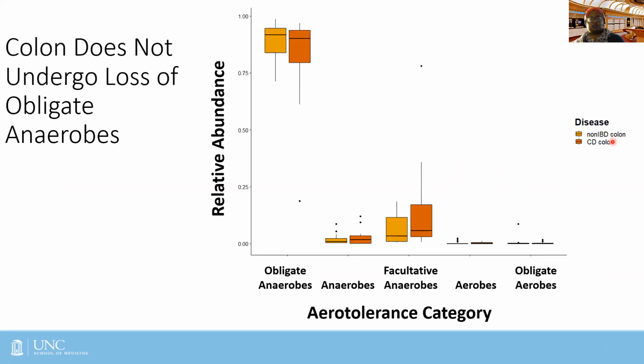So first, with the aerotolerance analysis, we looked at the relative abundance of our 5 categories: obligate anaerobes, anaerobes, facultative anaerobes, aerobic, and obligate aerobic species within the colonic mucosa in non-IBD and Crohn's disease patients. And we noticed that the colon, oddly enough, does not undergo a loss of obligate anaerobes in the presence of Crohn's disease, as you can see right here. While there is maybe a little bit more variability within the colonic mucosa, overall, there doesn't seem to be much of a loss.